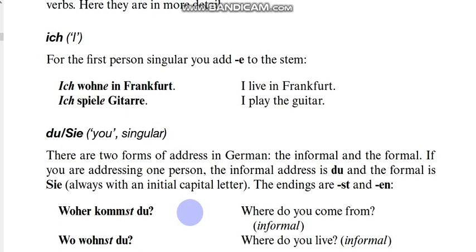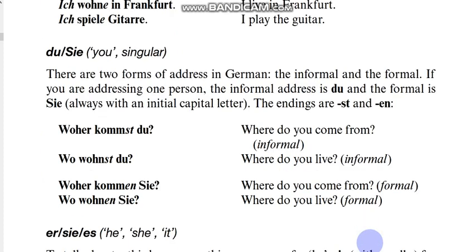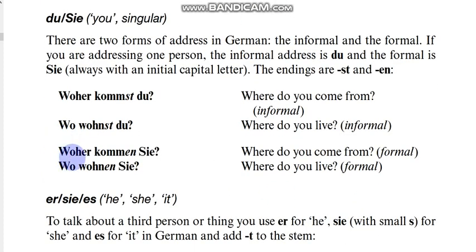Woher kommst du? This means where do you come from? Informal. Wo wohnst du? Where do you live? Informal. Woher kommen Sie? Where do you come from? Formal. Wo wohnen Sie? Where do you live? Formal.